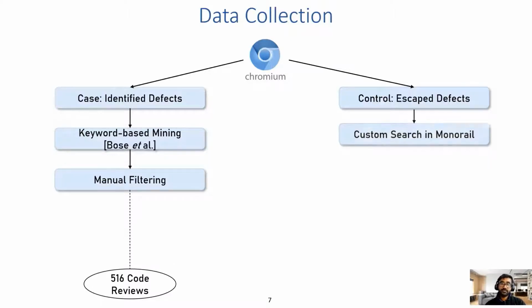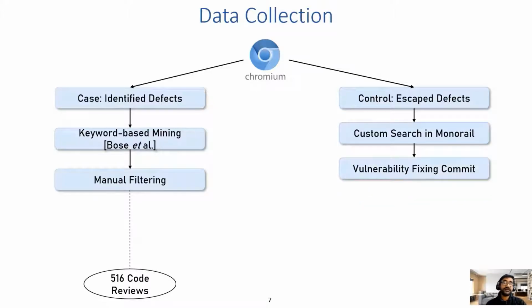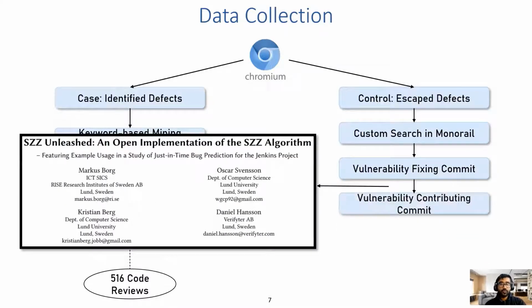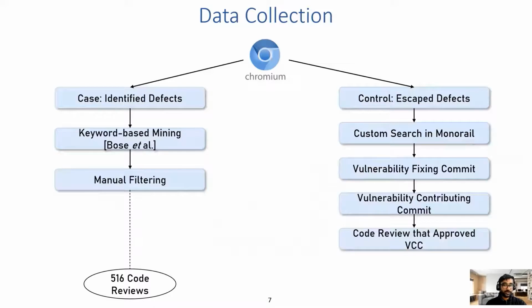To build our dataset of escaped security defects, we utilized the search feature of the Monorail-based bug tracking system of the Chromium OS project. For each reported security defect, we identified the vulnerability fixing commit. From that, we used a modified SZZ-based algorithm to identify the vulnerability contributing commit. Finally, from the vulnerability contributing commit, we identified the code review that approved that vulnerable code change. In total, we identified 374 such code reviews that missed security defects and approved vulnerable code changes. We have detailed our data collection approaches with examples in our paper.